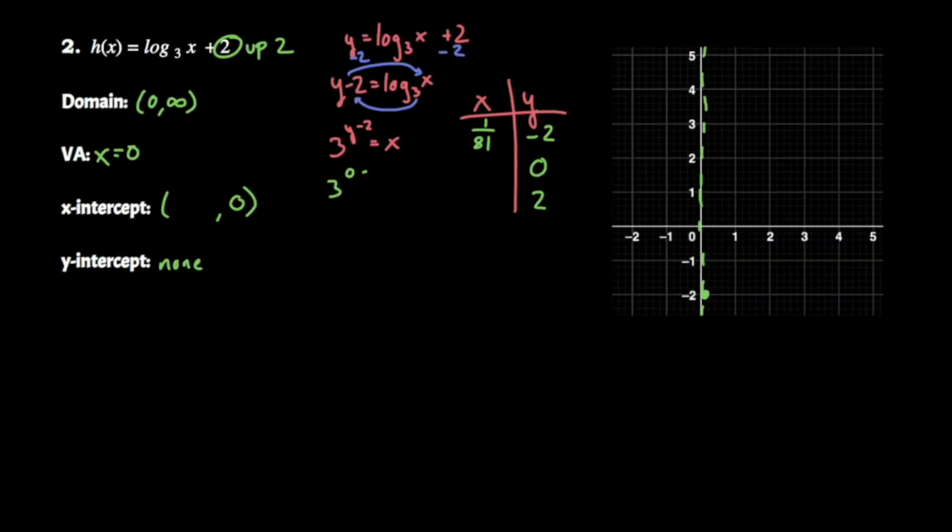Alright, if I plugged in 0, that would be 3 to the 0 minus 2, and 3 to the -2 is like 1 over 9, so still a really, really small number. And finally, 3 to the 2 minus 2 would be like 3 to the 0 power, and that's 1. So this function starts out by hugging this vertical asymptote x equals 0, and then branching off to the right.